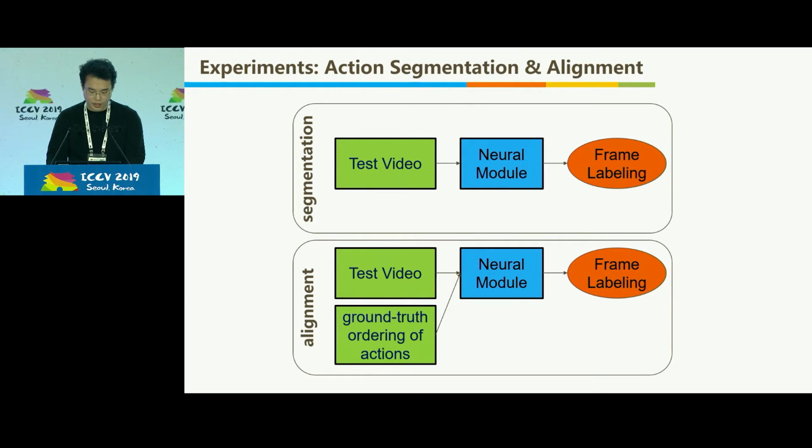We evaluate our model on two tasks, action segmentation and action alignment. For action segmentation, we are only given a test video for frame labeling. For action alignment, we are given both a test video and its ground truth ordering of actions for frame labeling.